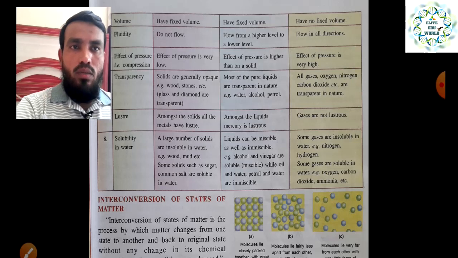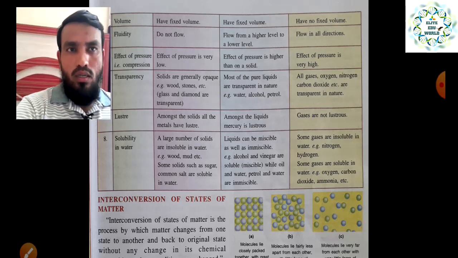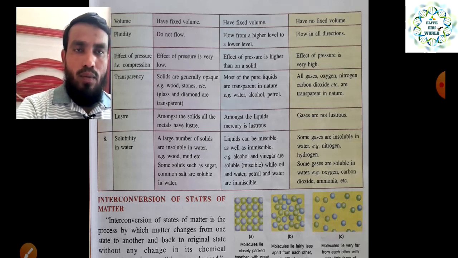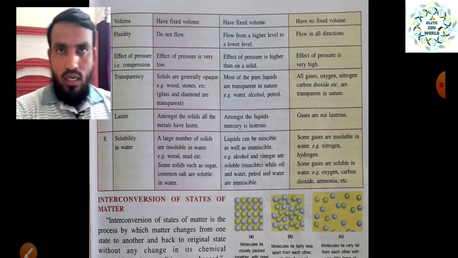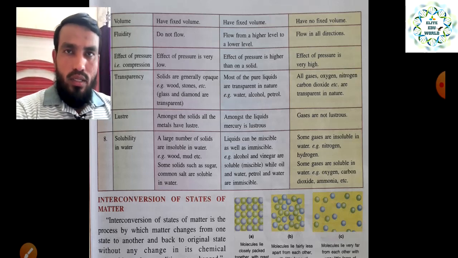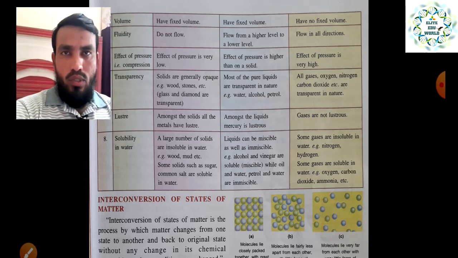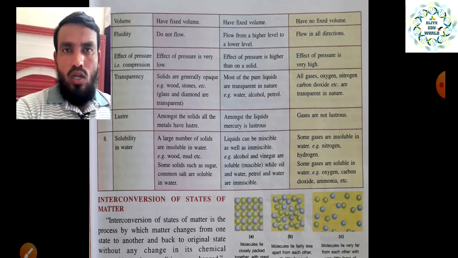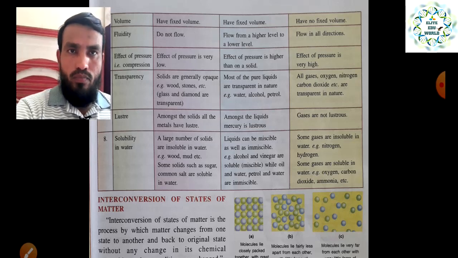When we talk about gases, some gases are insoluble in water, for example nitrogen and hydrogen. And some gases are soluble, such as oxygen, carbon dioxide, ammonia etc. So some gases can be soluble, some can be non-soluble. So that is what we have seen about solubility in water.